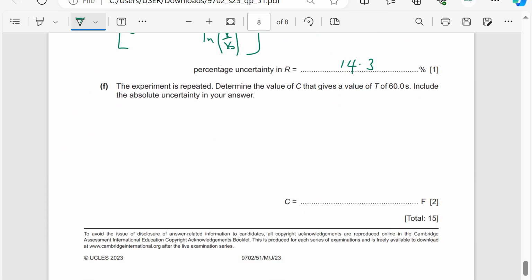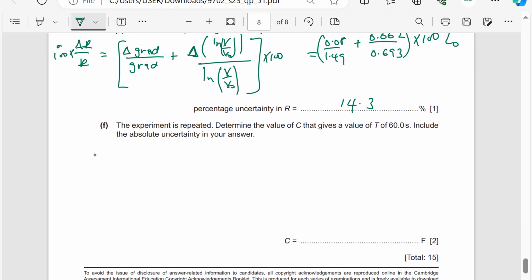And finally, the experiment is repeated. Determine the value of C that gives a value of t of 60 seconds. Include the absolute uncertainty. So this also takes me back to the original equation. I have to make C the subject. Remember, it was ln of V over V naught equals minus t over CR. So I make C the subject. So C is going to be equal to minus t divided by R ln of V over V naught.